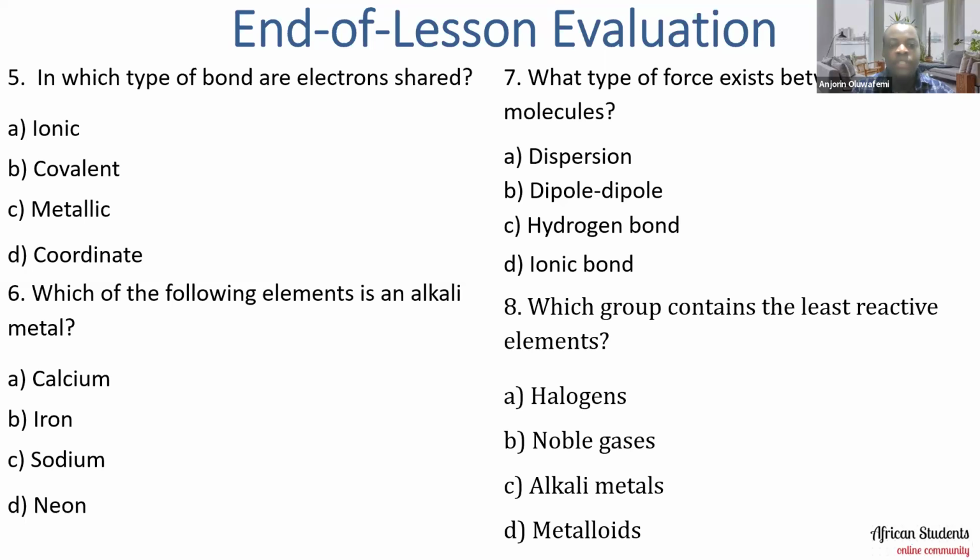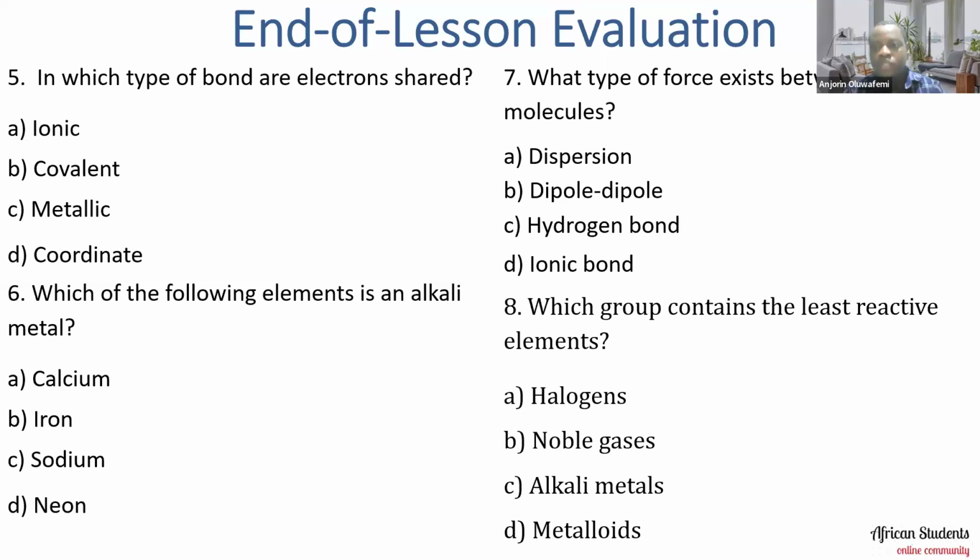Which of the following elements is an alkali metal? We've talked about this when we were discussing the families of the elements on the periodic table. So look at the options that we have there. Is it calcium? Is it iron? Is it sodium or neon? And tell me which one among them is the alkali metal.